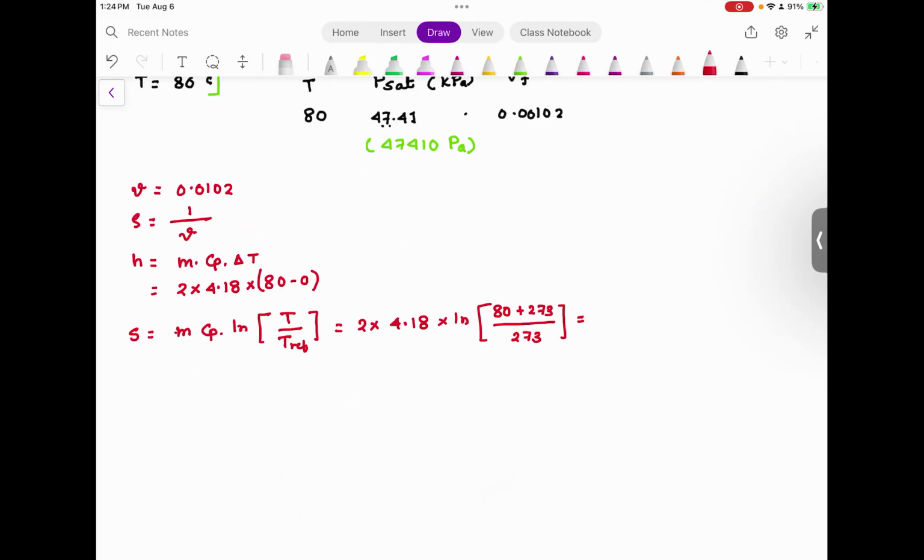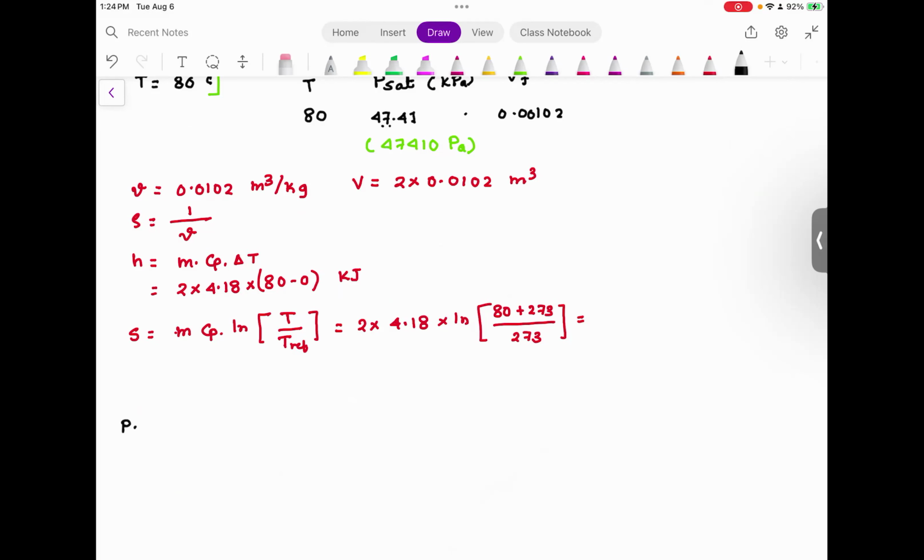So this is how you solve the very first problem. And the answers are, so this is meter cube per kg. If you want capital V, this will be 2 multiplied by 0.0102 meter cube. This is kilojoules. And this is going to be the entropy. Everyone clear about this problem? Okay. Next problem.